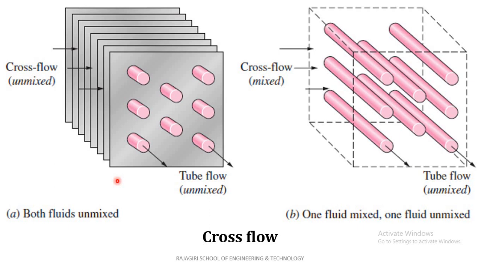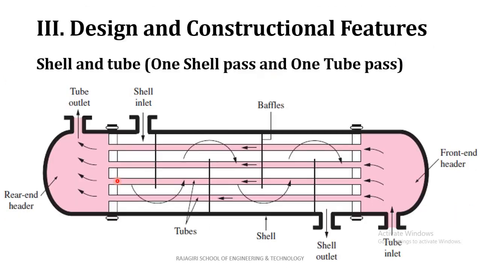Okay, so this is another type of classification: parallel flow heat exchanger, counter flow heat exchanger, and cross flow heat exchanger. Then the next classification is based on the design and constructional features. So basically, it is shell and tube heat exchanger. There are different types of shell and tube heat exchanger. This figure shows a one shell pass and one tube pass heat exchanger.